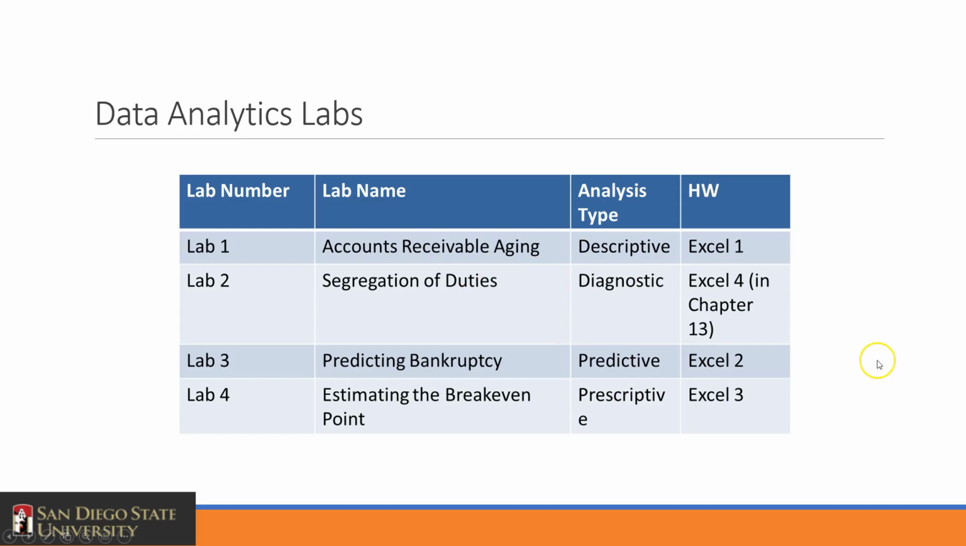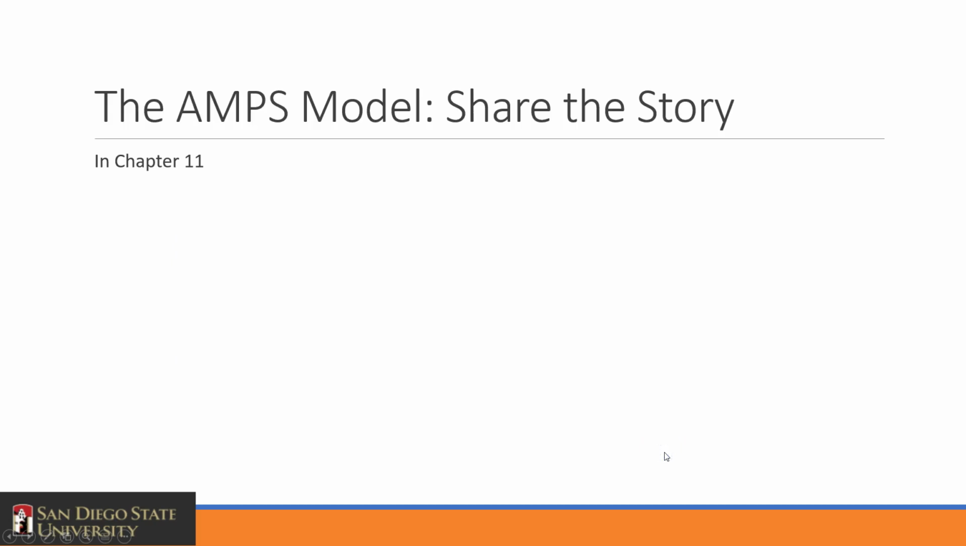Okay, and then in the next couple of classes, we're going to work on real data, 4 labs of data that I'm going to post on Canvas. Each lab will deal with one type of analysis we just talked about. And the last step is share the story. The S means share the story, which will be talked about in chapter 11.